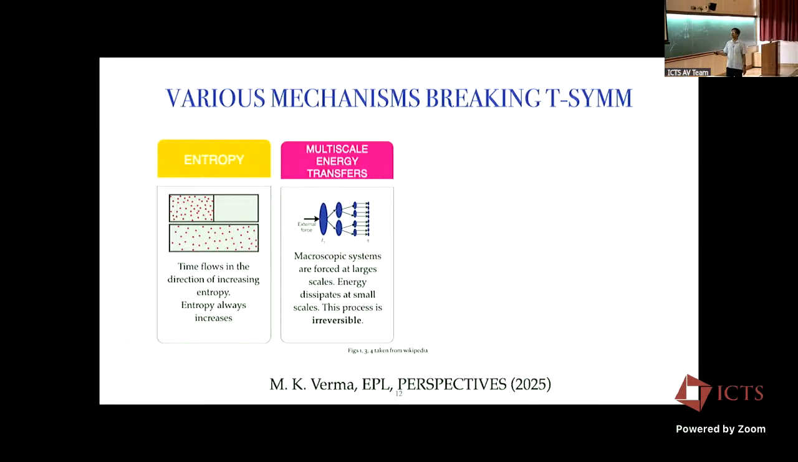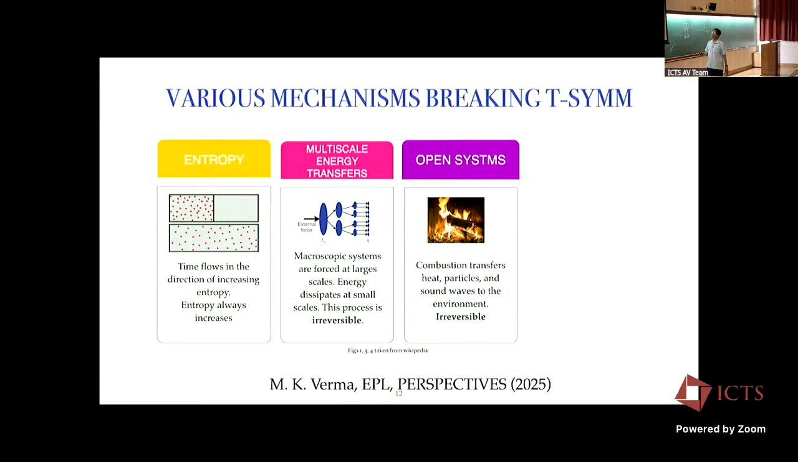Turbulence is one such example, where entropy is not well defined. Here, the energy transfers from large scale to small scale. The energy goes from large scale to small scale in one direction, which breaks the time symmetry. Another obvious one is open systems like combustion. Combustion breaks the symmetry because something explodes and doesn't go back. During explosion, it generates photons, phonons, and sound waves. So these are pretty much irreversible processes.